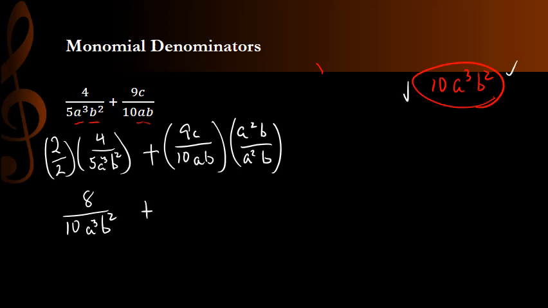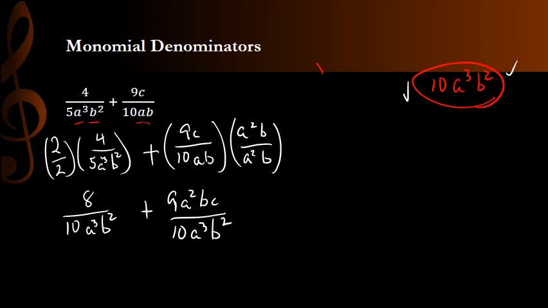Plus, and let's see, we've got 9c times a squared b. So that could be 9a squared bc, keeping my variables in alphabetical order. You don't have to do it that way, but it makes it simpler. And then I've got 10ab times a squared. It's going to give me a cubed b squared. A times a squared is going to give me a cubed. Remember, when I'm multiplying exponentials, I'm adding the exponents, and b times b is b squared.